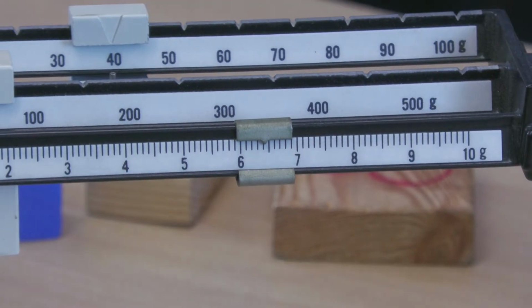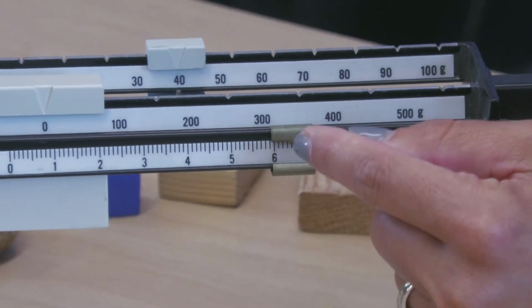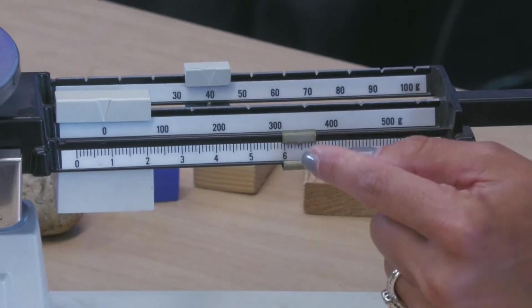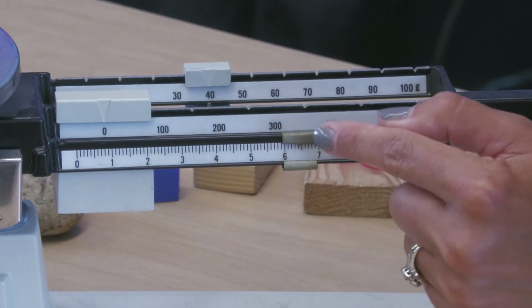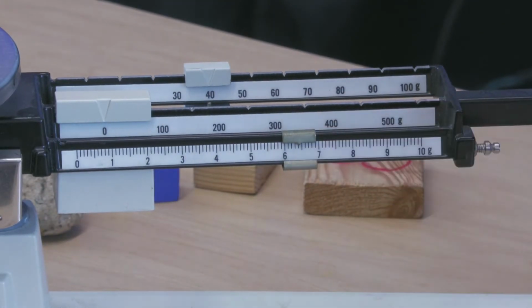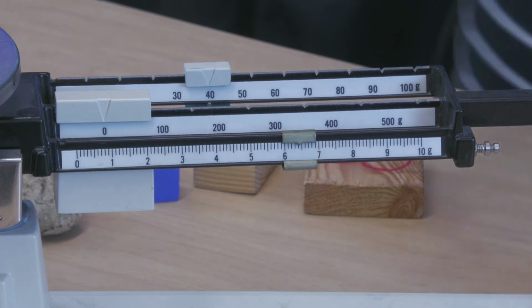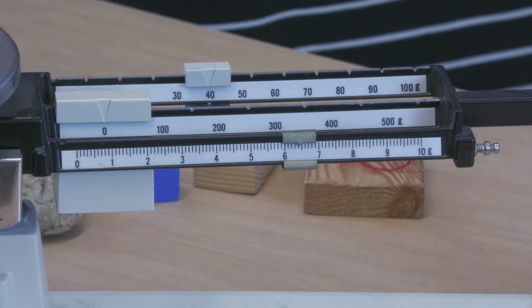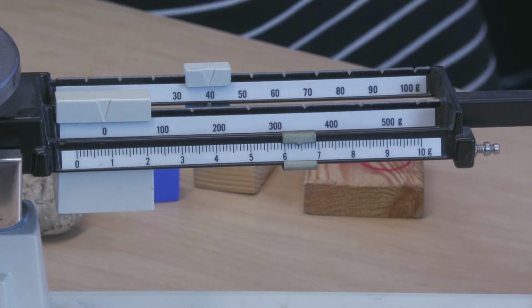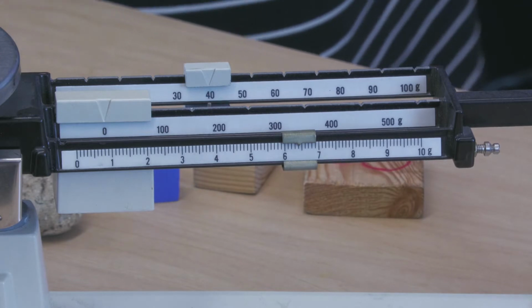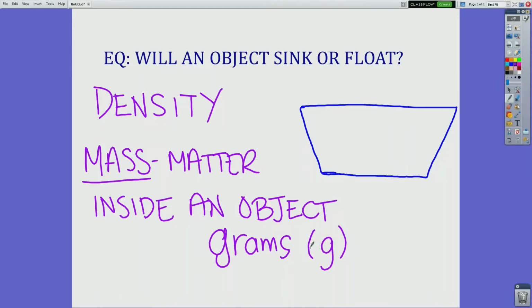Okay, let's just go back over the front again. Each of these little dashes is a 0.1. So 0.1, 2, 3, 4 is where the 6.4 lands. And then you get a total mass for this block of 46.4. So what we're going to do at this point is go to the board and your paper, and we're going to take that down as our first piece of data.